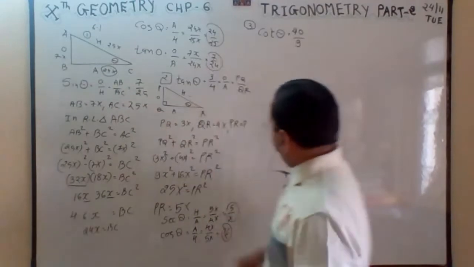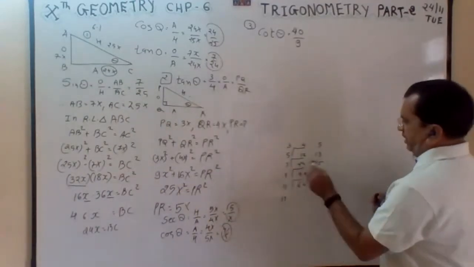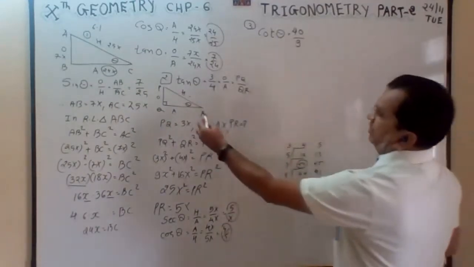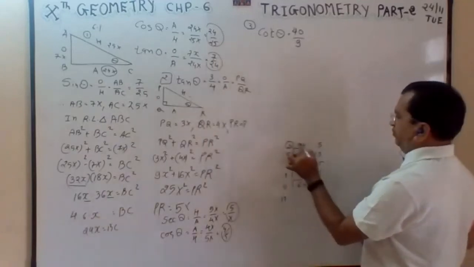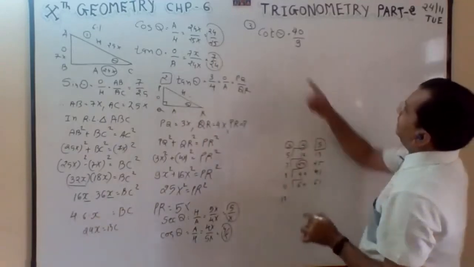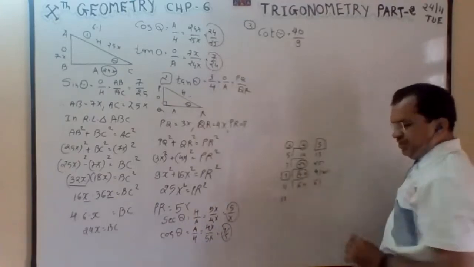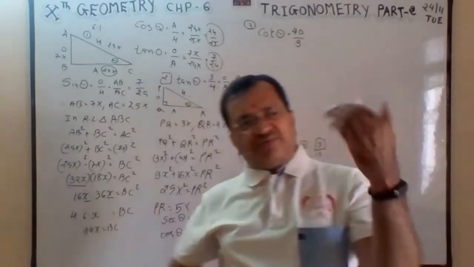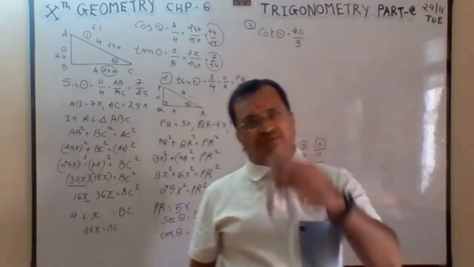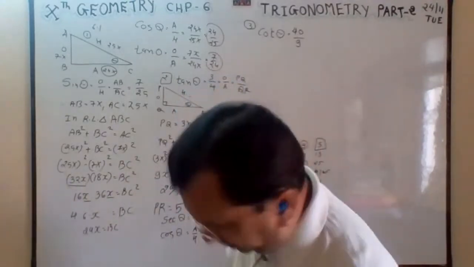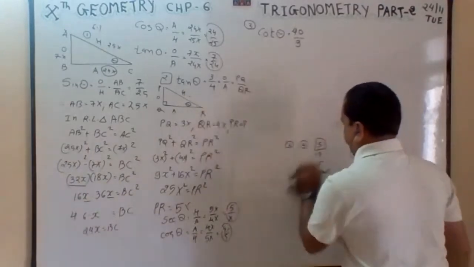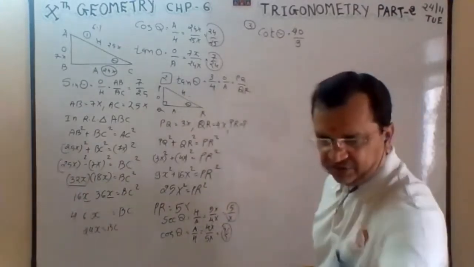Here 7 and 25, so it should be 24. In this we got 3 and 4, we got 5. Now it is 40 and 9, so it must be 41. Like that, from the triplet, you can come to know what the third answer will be. So it is very easy to reach your third answer.